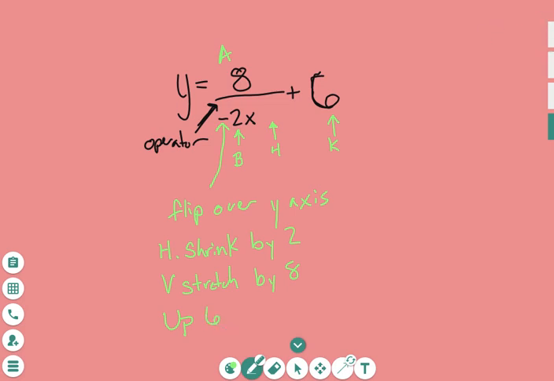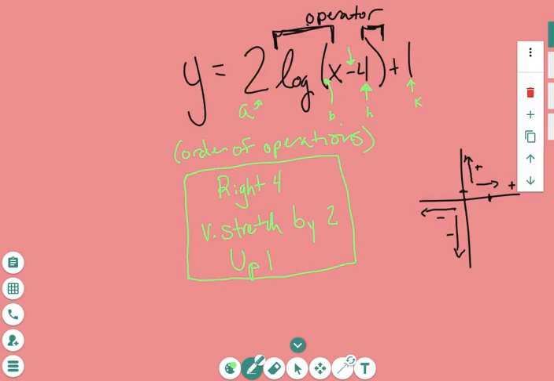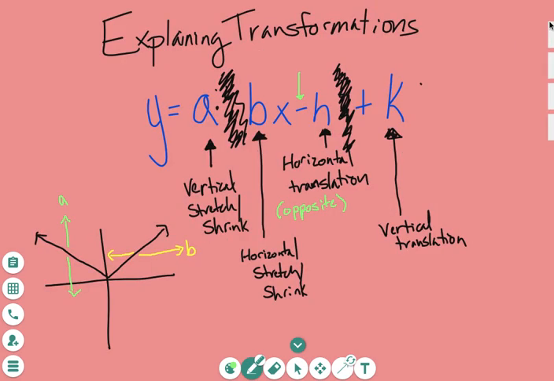So the big pieces to remember here is as you're going through and figuring out what goes where and when to do what, just remember to keep track of where your operator is and where A, B, H, and K are. If you're looking for a basic order of how you would go through and explain them, that's the order in general that you should be talking about them.